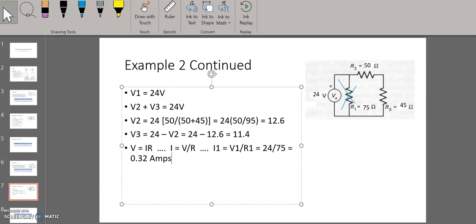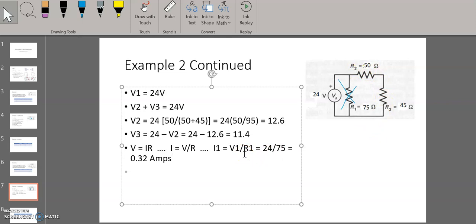Now we know that since the loop rule, all of these currents in this other loop have to add up to the 0.32. So I know that I2 and I3 are going to be there. They have to add up to that. Actually, correction, the current going through this branch is going to be different than the current going through that branch, okay? But the current going through each one of these resistors is going to be the same because all of it travels through that, and then all of it travels through that.